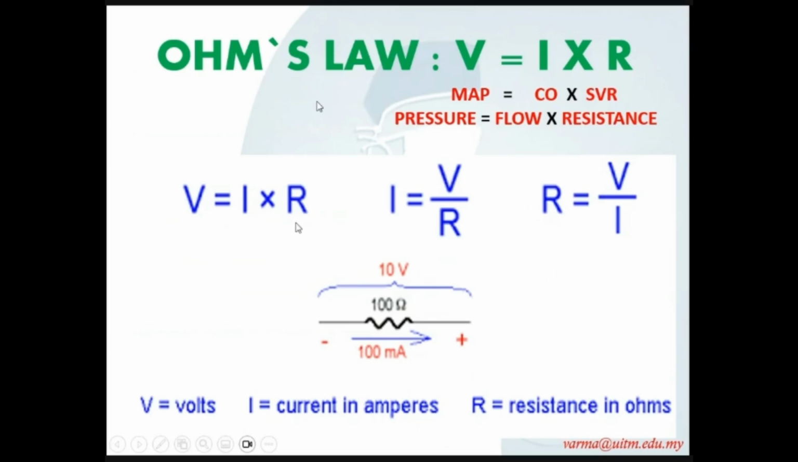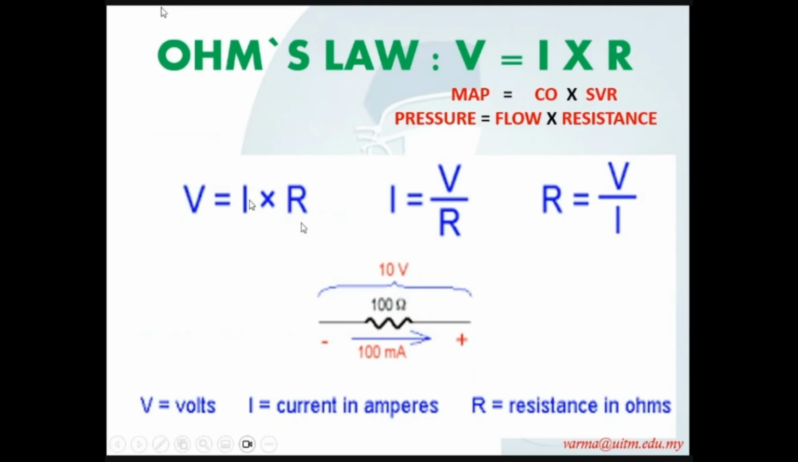This can be extrapolated in all systems in our body. When you talk about renal physio, cardiovascular physio, respiratory physio, all these things can be. So it's basically Ohm's law saying pressure is equal to flow times resistance. Any change in pressure is equal to flow times the resistance to the flow. So this is the pressure.